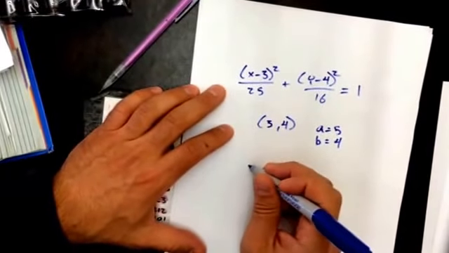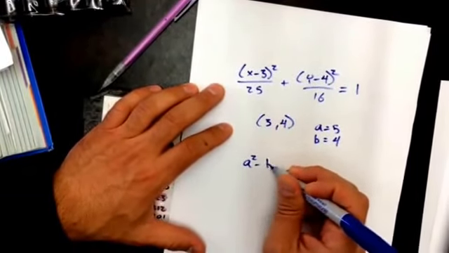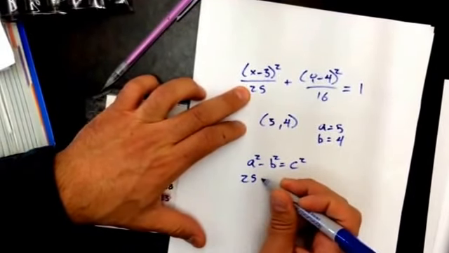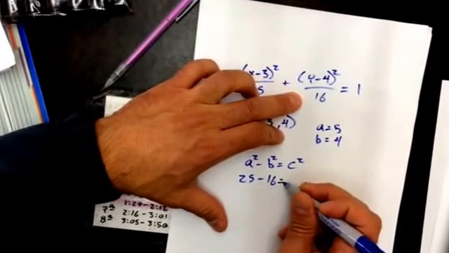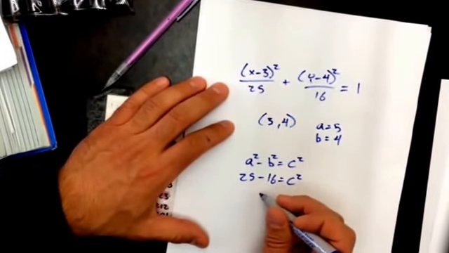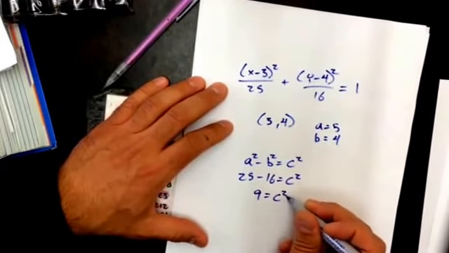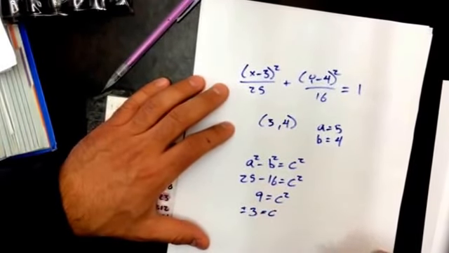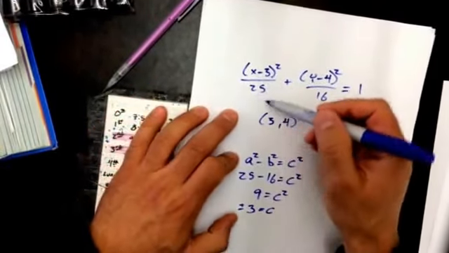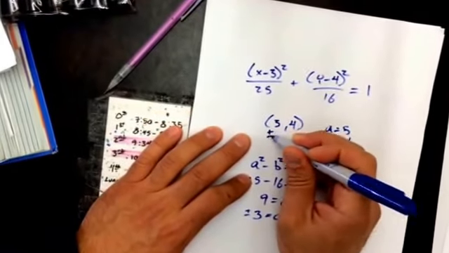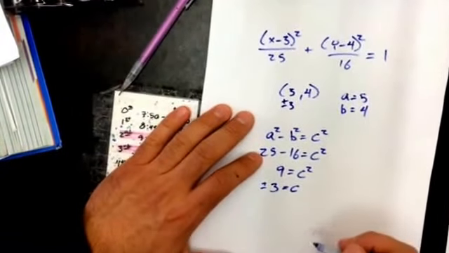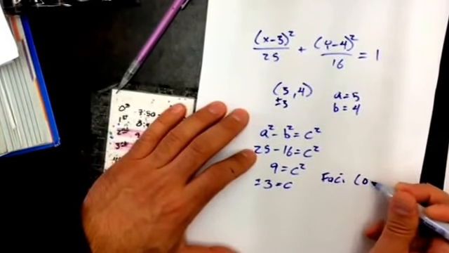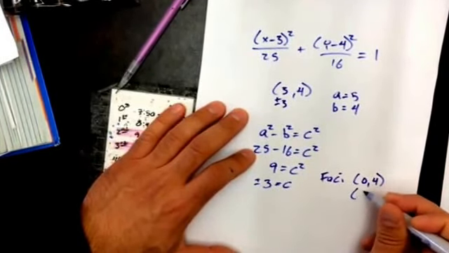So to find the C, I'm going to do A squared minus B squared equals C squared. A squared is 25. B squared is 16. That is going to give me 9. Square root of 9 gives me 3. Plus and minus. So this one, the larger number is under my x. So I'm adding and subtracting 3 to that. So my foci are going to be at 0, 4 and 6, 4.